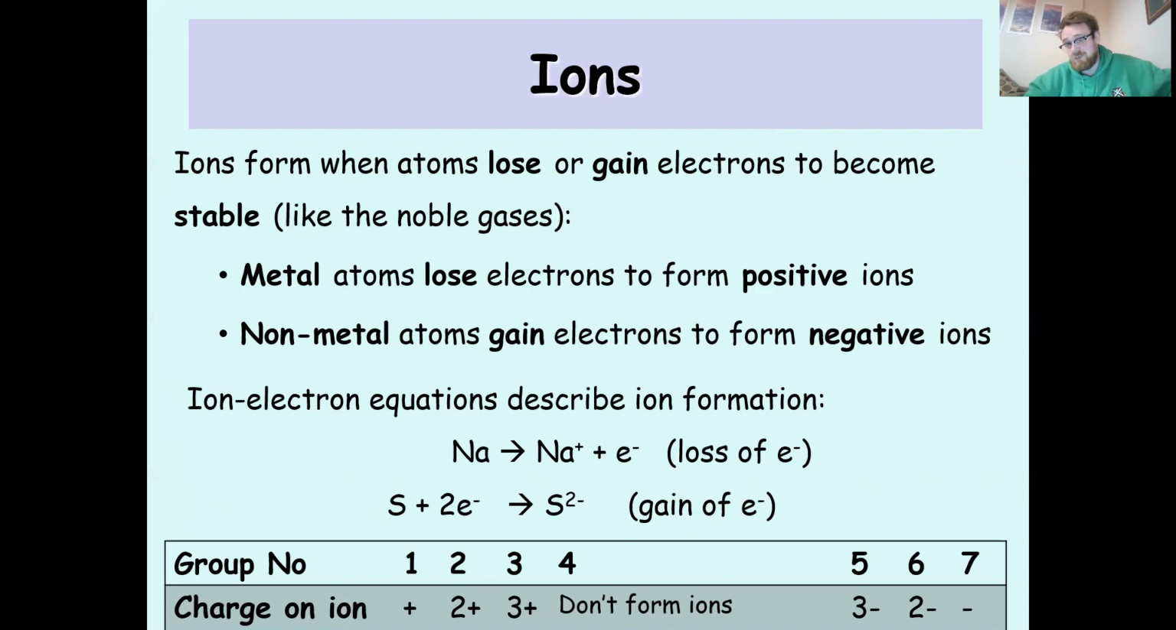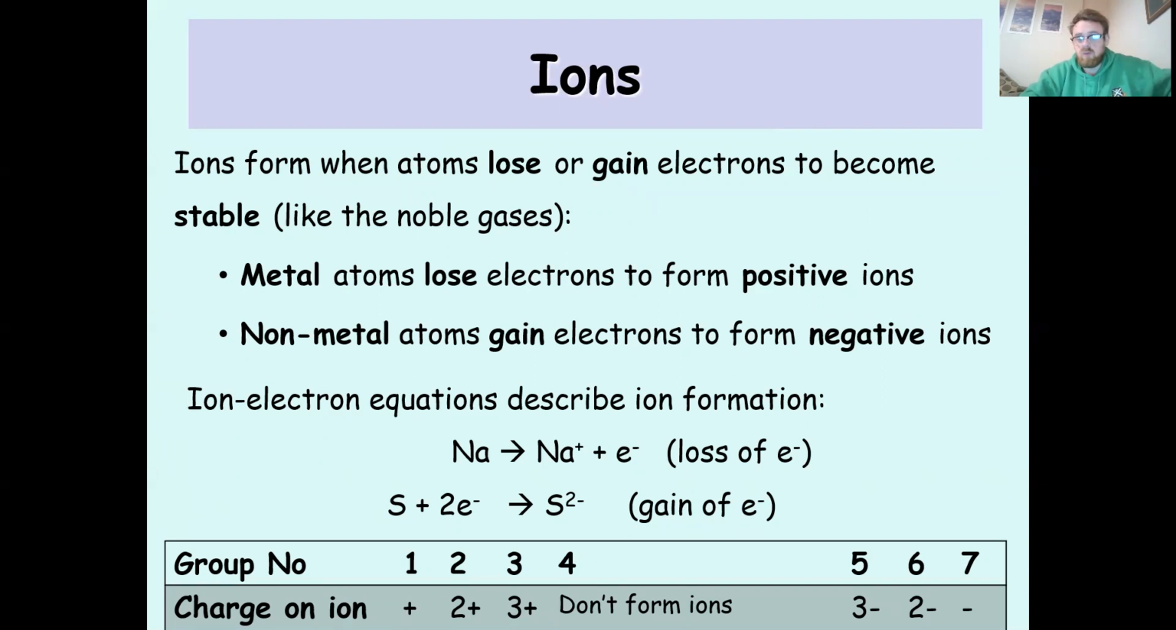Metal atoms tend to lose because they tend to have 1, 2, or 3 in their outer shell. So sodium, 2,8,1. It's easier to lose that 1 electron than to gain a full 7 electrons. So that's why it's going to lose that electron. Electrons are negative, so it's going to become overall positive.